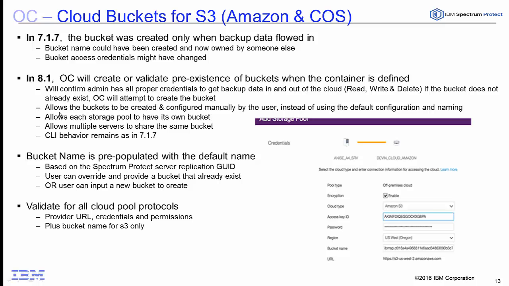It allows the buckets to be created and configured manually by the user instead of using a default configuration and naming convention, and instead of having to go out and pre-configure those through the Amazon or Cloud Object Storage interface. This also allows multiple Spectrum Protect servers to share the same bucket. If you do use the command line interface, it will still behave as it did in version 7.1.7, and the command line interface does not go out and create or validate the pre-existence of the buckets.